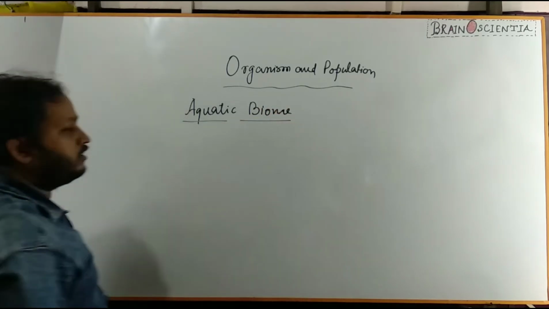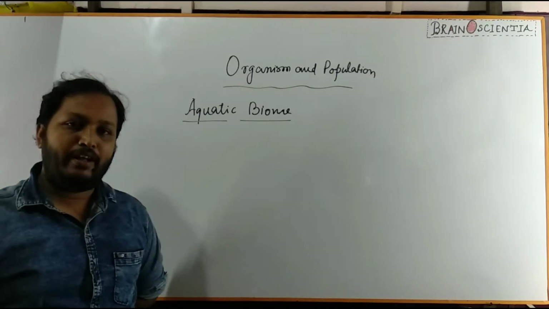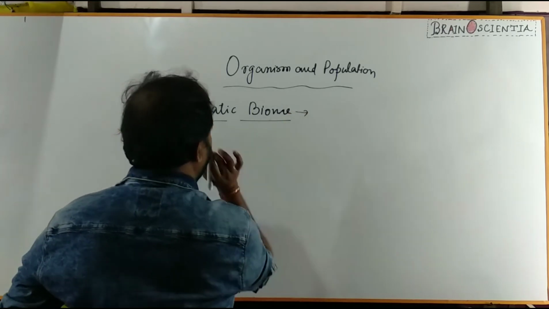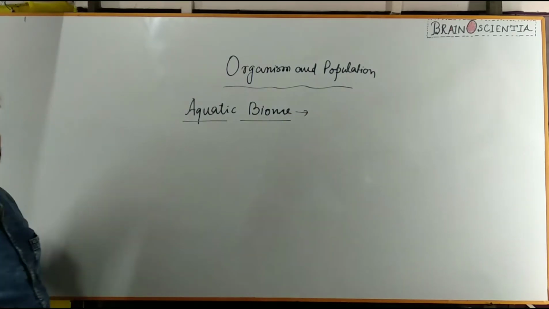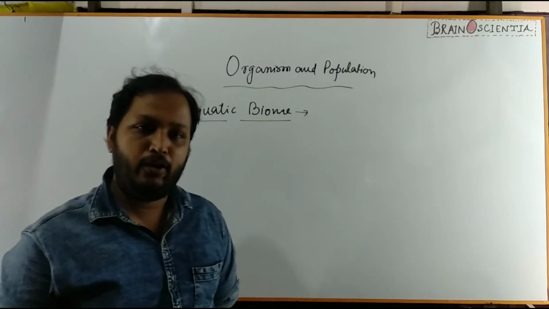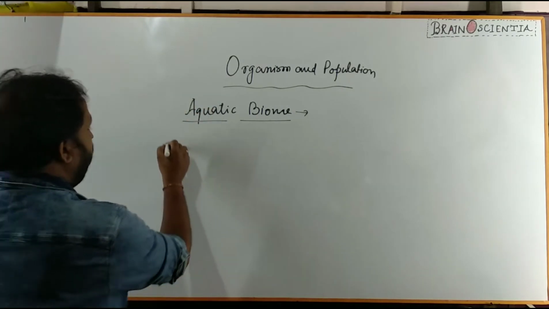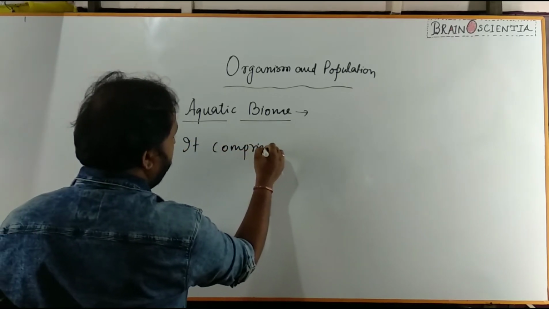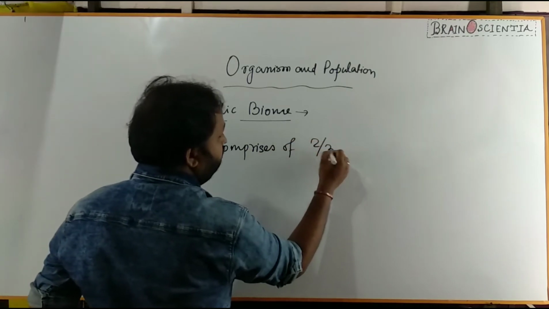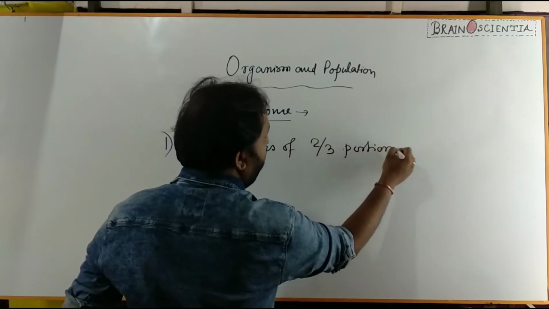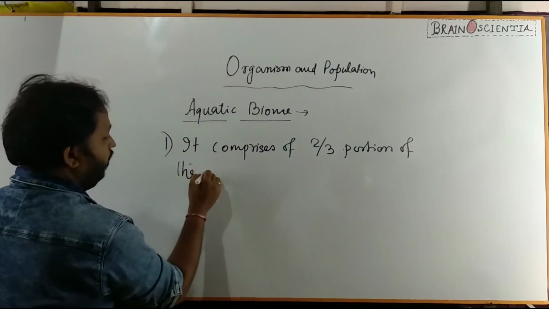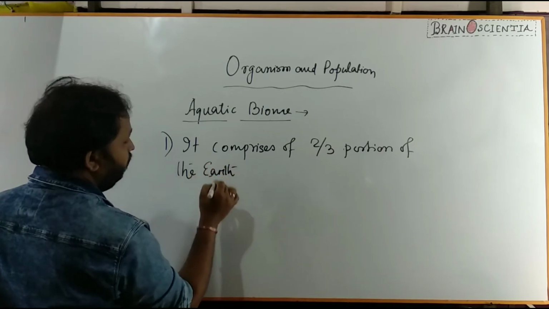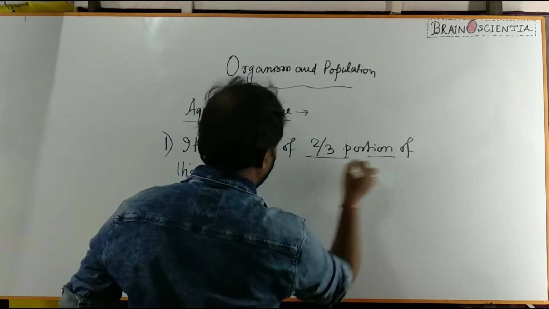In the previous class I discussed various major biomes of India. In this class I will discuss specifically the aquatic biome. The first thing we need to know is what exactly aquatic biome is. It comprises 2/3 portion of the Earth's surface.